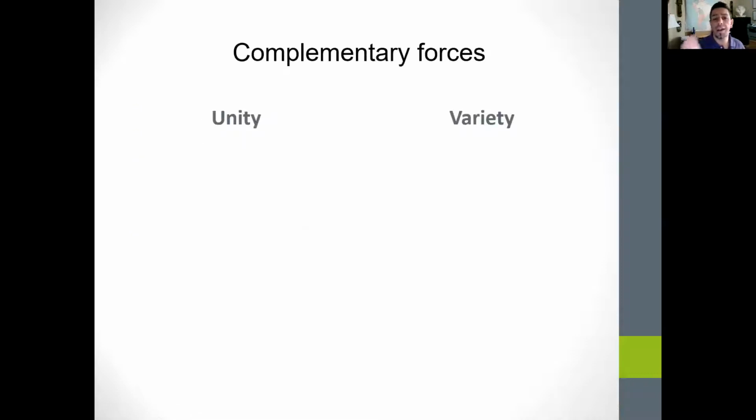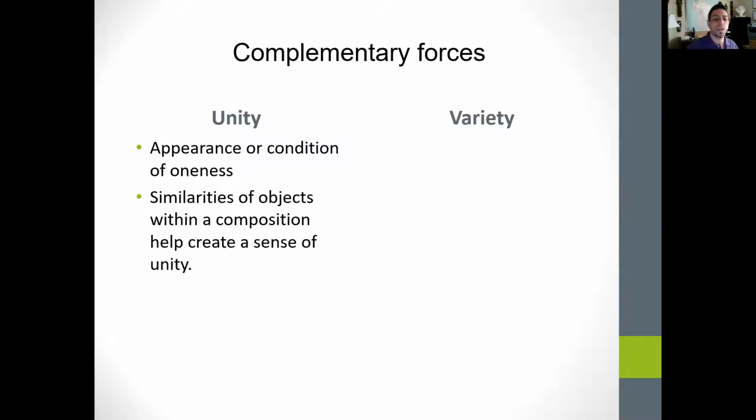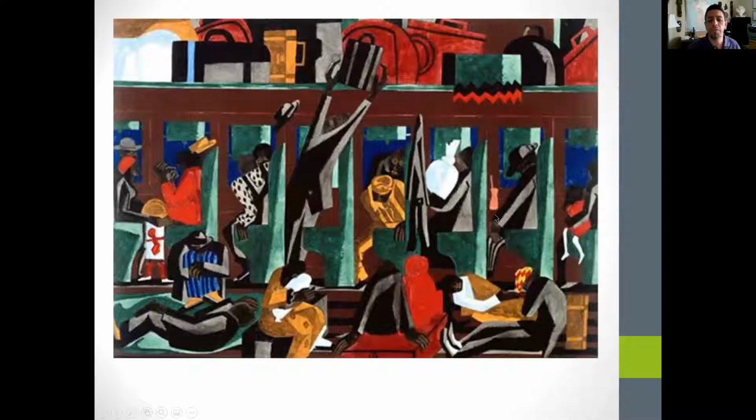So unity and variety, as I mentioned, these ones are complementary forces. Unity is the appearance or condition of oneness. What are the elements within a composition that make everything look similar, right? That's what unity is. The similarity of objects that help create a sense of unity. It sounds pretty loose, pretty broad. So it's sometimes better to actually look at a painting or a composition and see if this clarifies it.